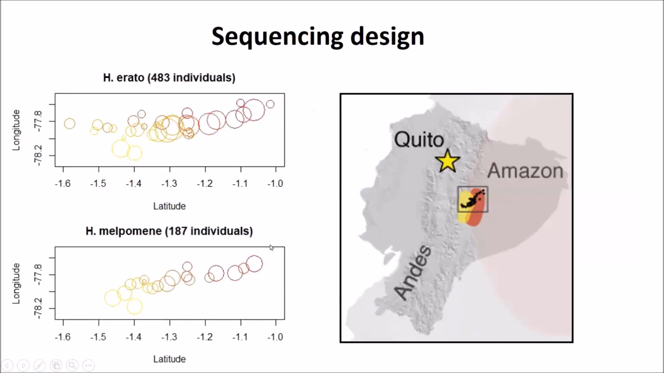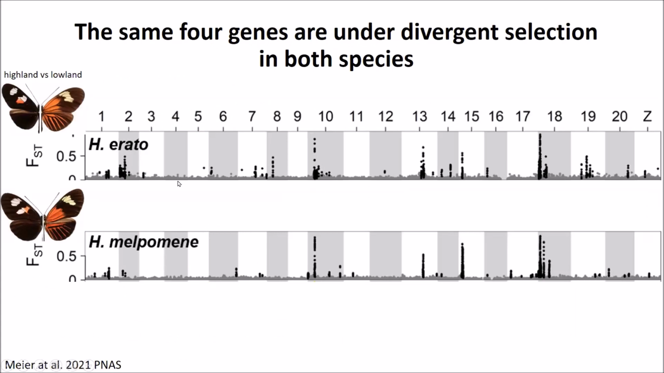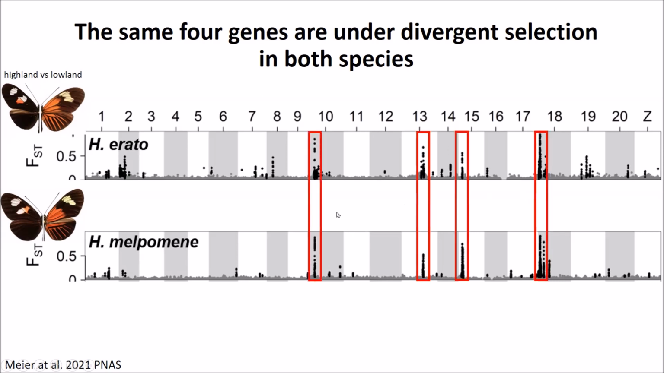And so we used this method on our Heliconius erato and melpomene data sets, where we sequenced 483 erato and 187 melpomene across this hybrid zone here in Ecuador. And then we looked at, this is just a plot of FST where we compare the highland versus the lowland butterflies. And you can see that there are very nice peaks. What's particularly interesting is that erato and melpomene have the same regions with very high FST, indicating that the same genes might be under divergent selection between the highland and the lowland butterflies.